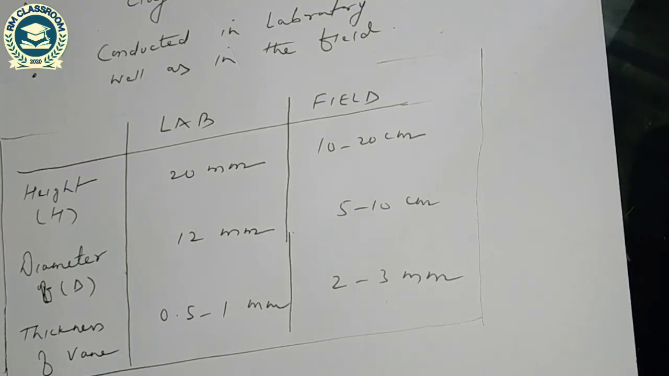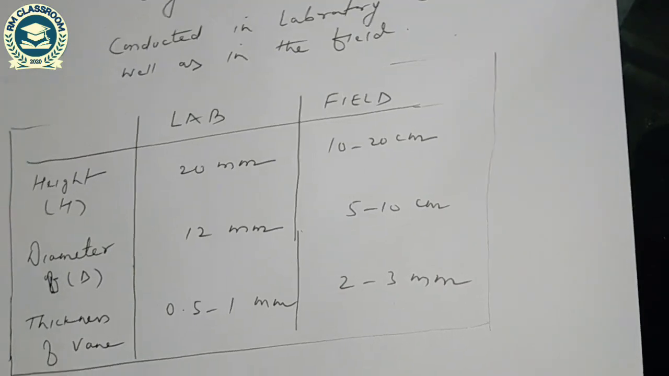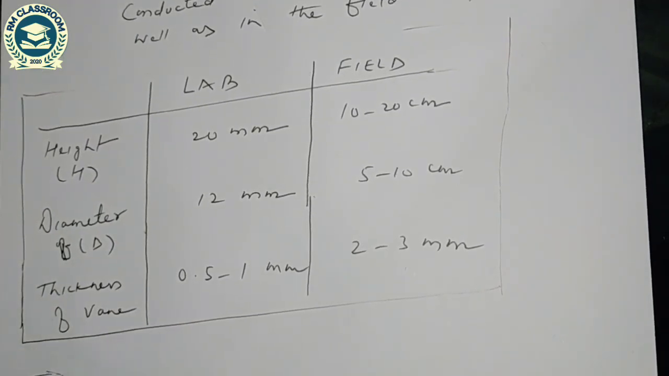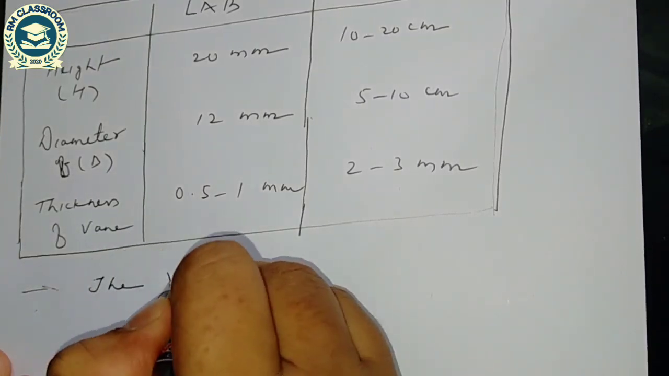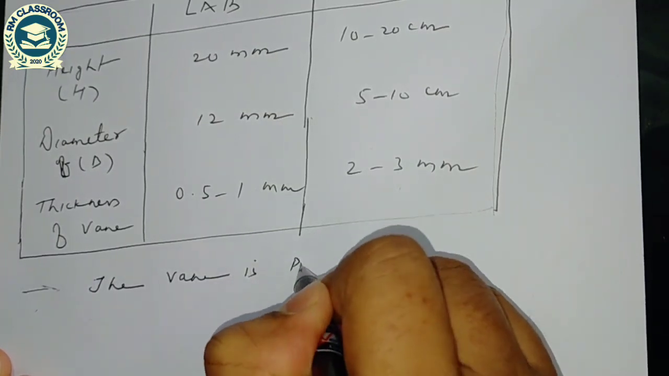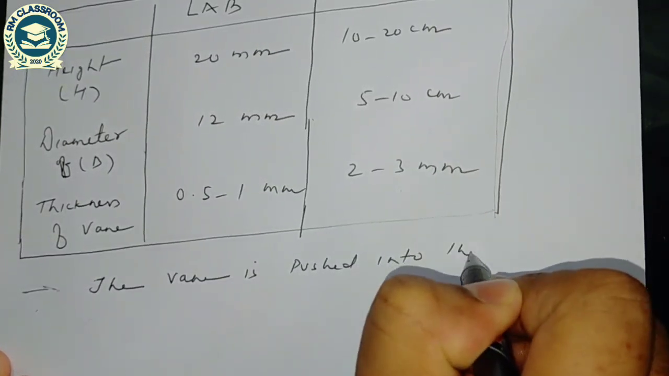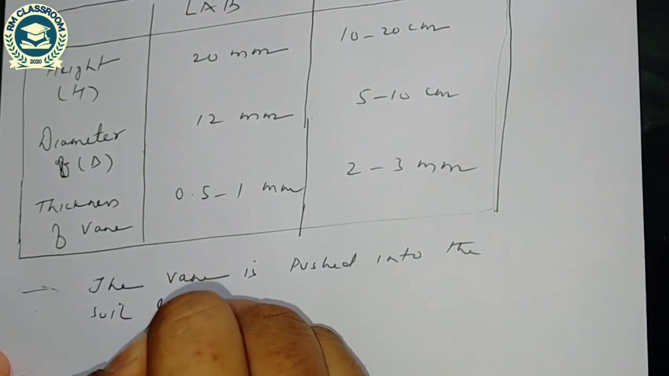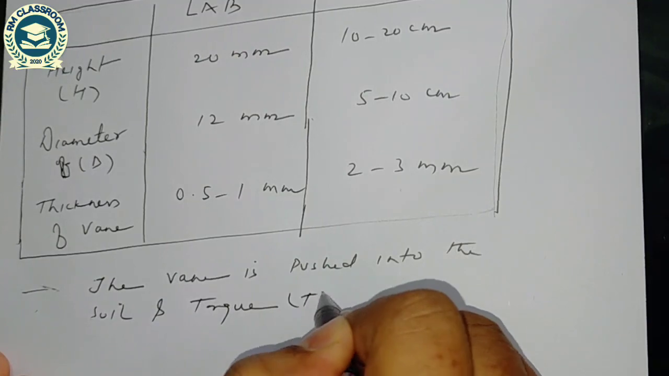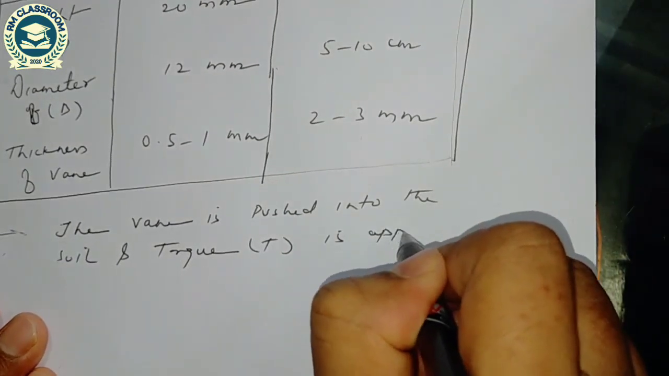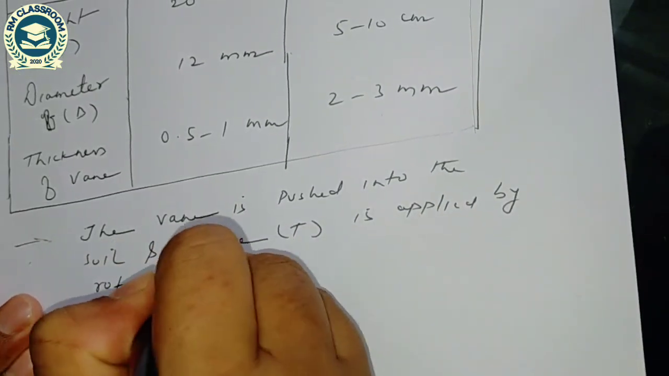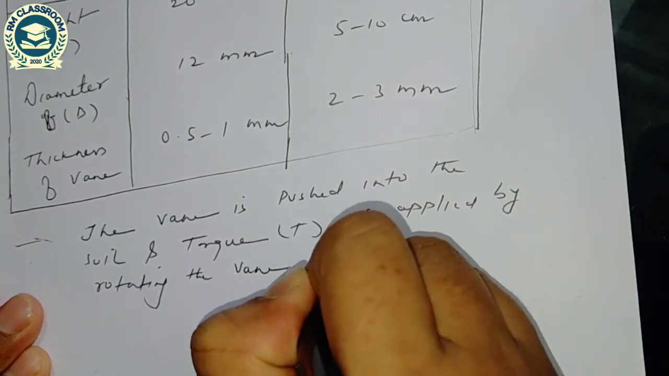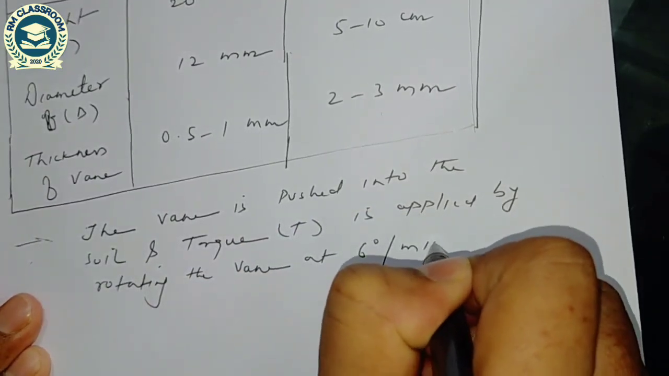The vane is pushed into the soil and torque is applied by rotating the vane at 6 degrees per minute.